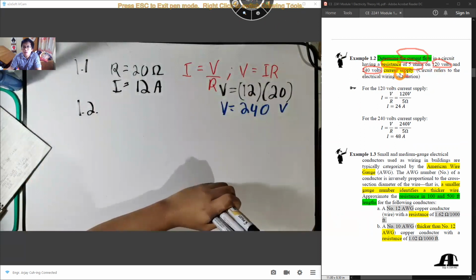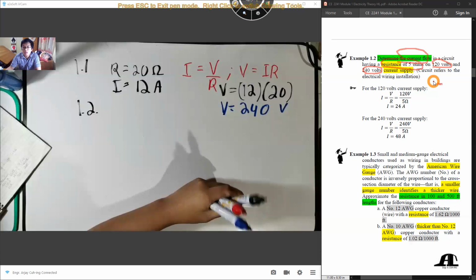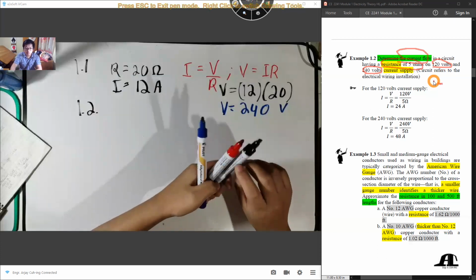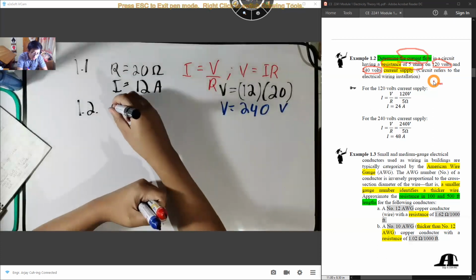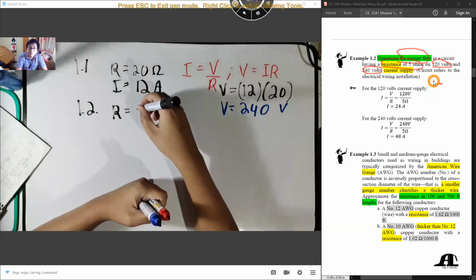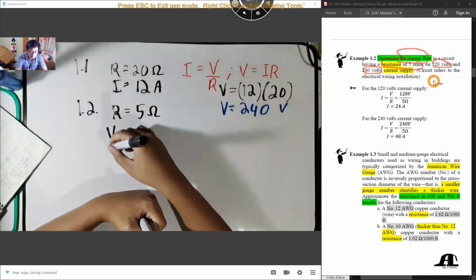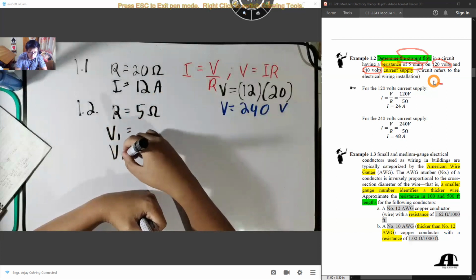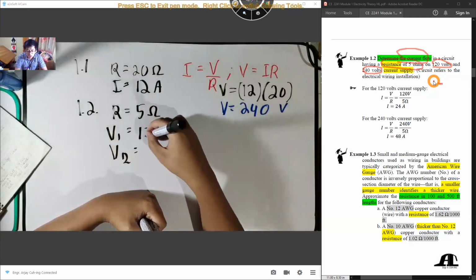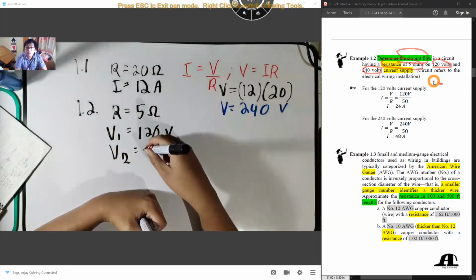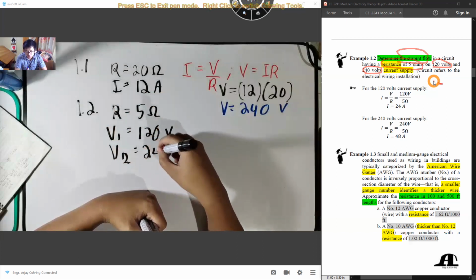Okay? So meron tayong dalawang current supply class. Okay? So unahin natin, given muna tayo class. So meron tayong resistance class equal to 5 ohms. Okay? Meron tayong dalawang voltage. So, tawagin natin voltage 1 to voltage 2. First voltage natin class is 120 volts. Yung second voltage natin class is 240 volts.